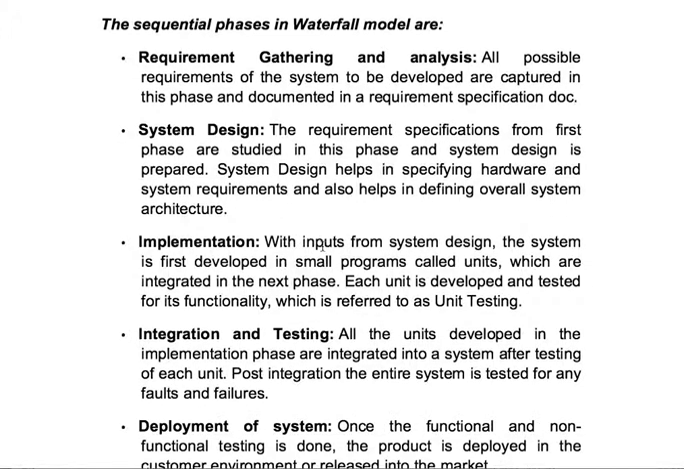The implementation stage takes your input from the system design. The system is first developed in small programs called units, which are then integrated in the next phase. Each unit is developed and tested for its functionality, which is referred to as unit testing. What that basically means in a nutshell is, once you're ready to implement it out into production, you're taking everything that was integrated within the unit testing, which is your QA and your BAs, or maybe a BA could be the QA. Integration and testing: everything that you've developed into the system, you're basically testing it.